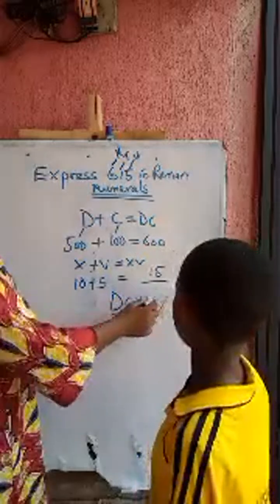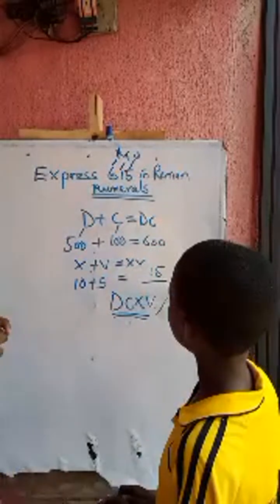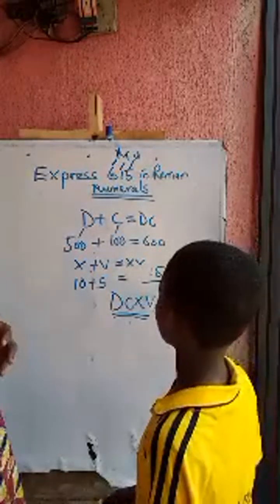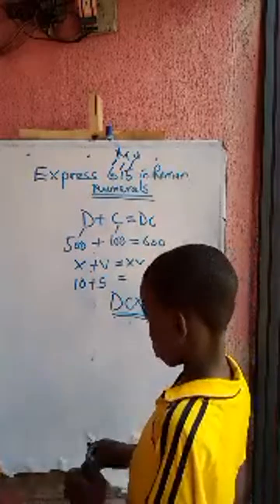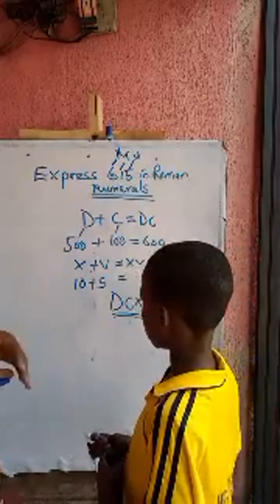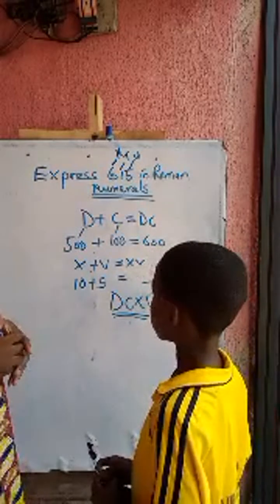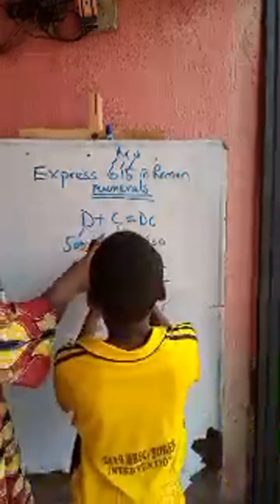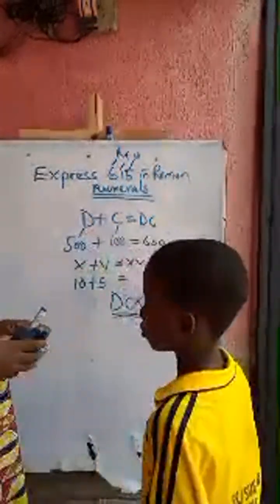Excellent. The Roman numeral for 615 is DCXV. Let's move on to the next. Let me do the cleaning this time around.